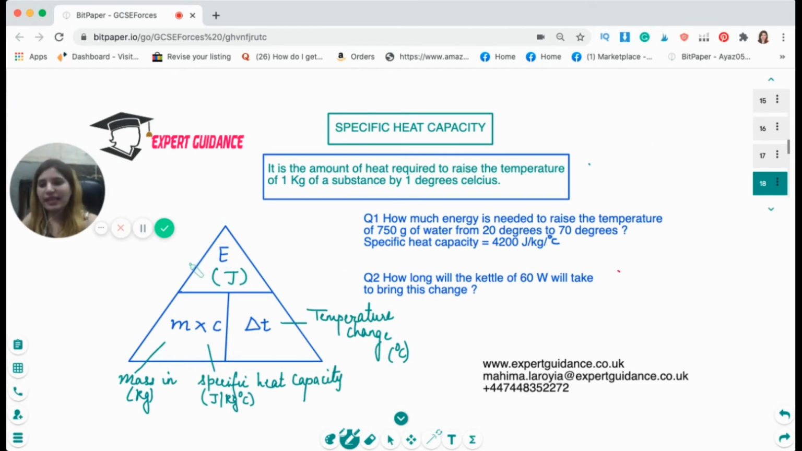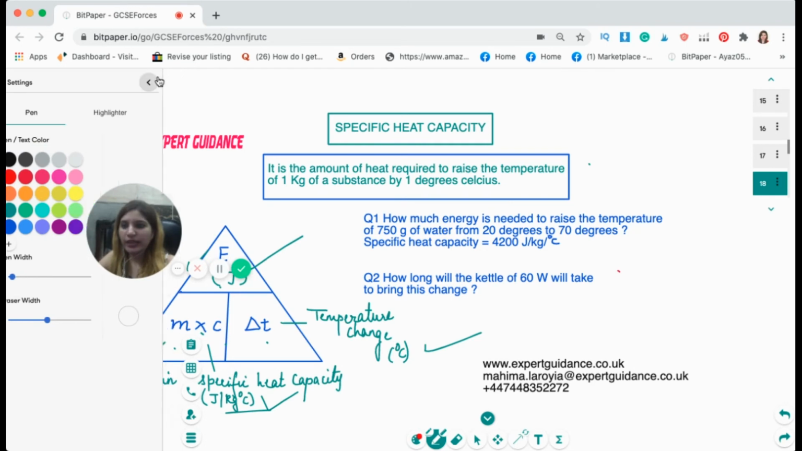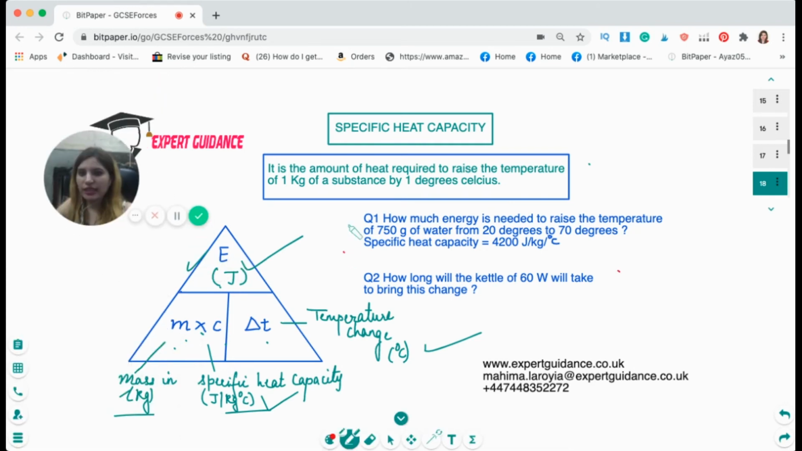So the triangle says energy is mcΔT. Energy is measured in joules, m is mass in kg, c is specific heat capacity, which is in joules per kilogram per degree centigrade, and temperature change is the final temperature take away the initial temperature, which is in degrees centigrade. Now you need to be careful with these units, and you should be able to use these formulas to get the answer. So let's look at these questions.